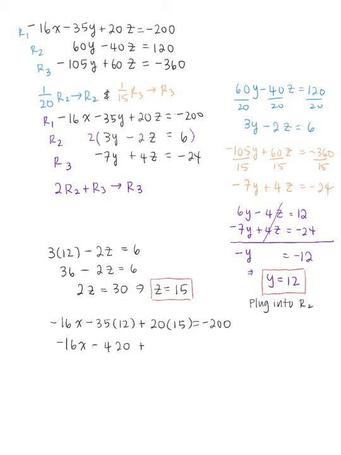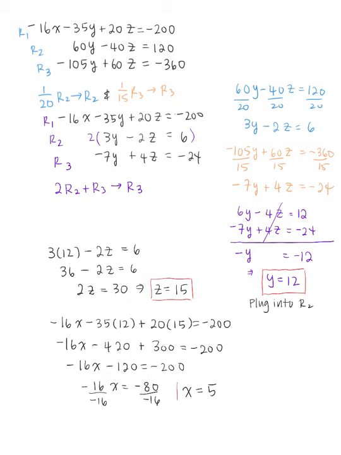15, oh, my brain's dead right now, 300, equals to negative 200, which is negative 16x, and then combine that, negative 120 equals to negative 200. Now add 120 to both sides, then you're gonna get negative 16x equals to, add 120, so that's negative 80. Now dividing by negative 16, and x is going to be positive 5.